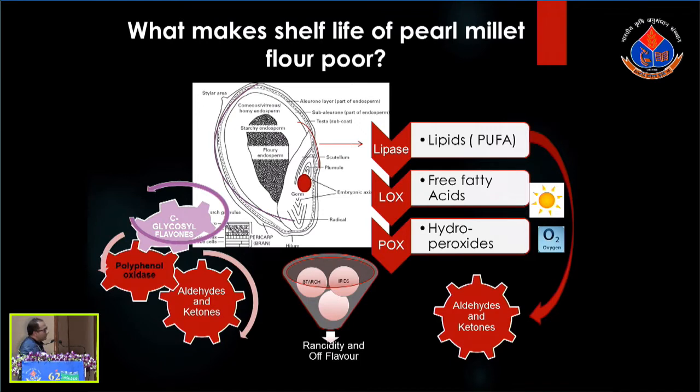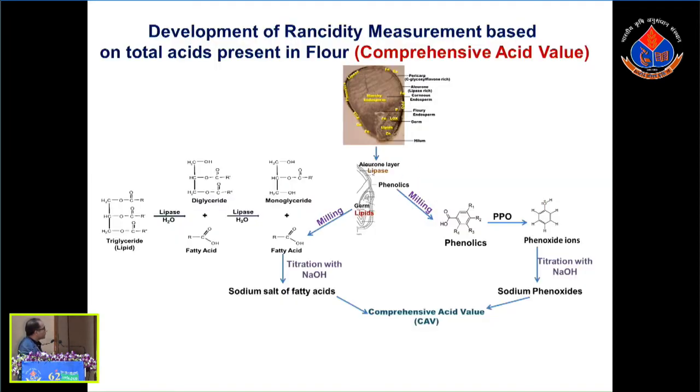After searching the literature, the students found that the major culprit for reducing the quality of the flour is the lipid present in the seeds. They found that these 5 to 7% lipids are acted upon by enzymes like lipase, lipoxygenase, and peroxidase, which in turn lead to the formation of aldehydes and ketones, which actually cause the rancidity. So in the lab they have standardized the methods, the comprehensive acid value and the comprehensive peroxide value, which are used as indicators for the quality of the pearl millet flour.